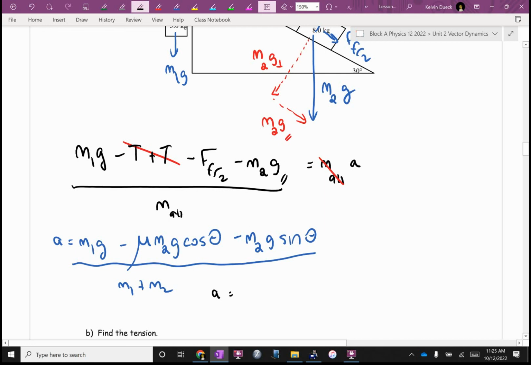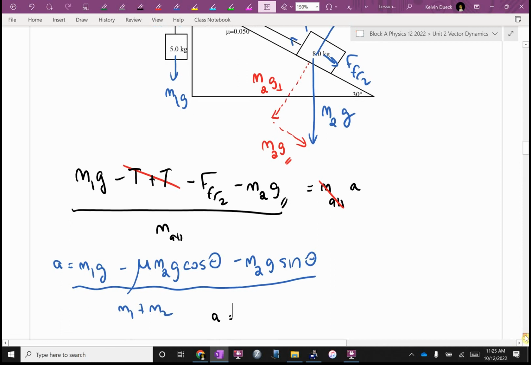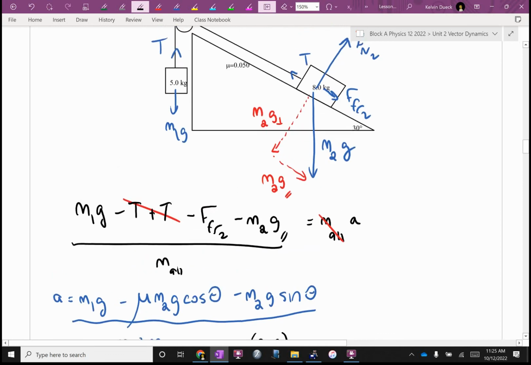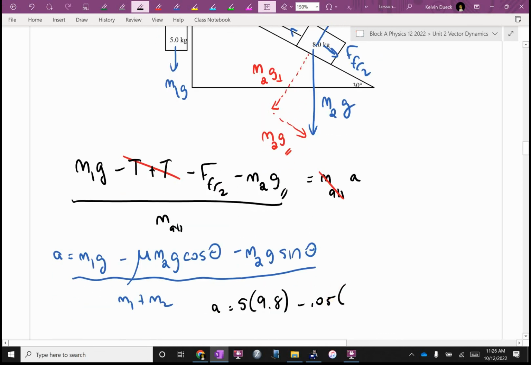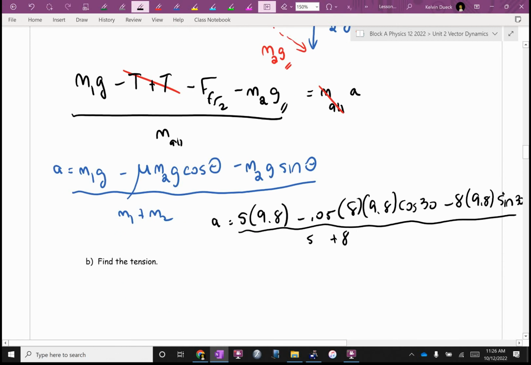A is going to be M1. Let's see if I can get this all on one page. Not quite. Let's do that. 5 times 9.8 minus, was it 0.05? Yeah. Times 8 times 9.8 cos 30 minus 8 times 9.8 sine 30, all over 5 plus 8. Dividing by 13, it's going to be a yucky decimal.